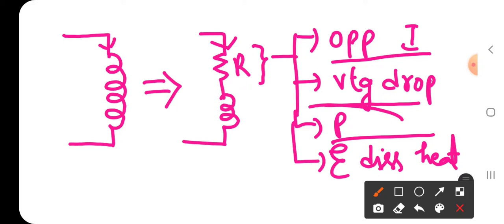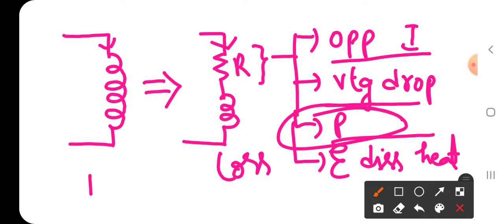So now let us consider this one, that is power. What about the power? The power will be absorbed. Power will be absorbed in the sense that this much amount of power is wasted, which is to be considered as loss of the transformer, loss in the winding or loss in the resistor. This loss is given by the power in the resistor, P is equal to VI.